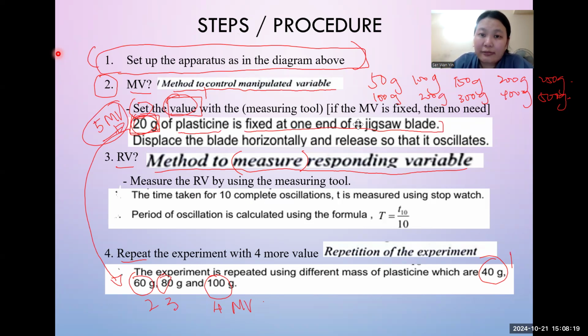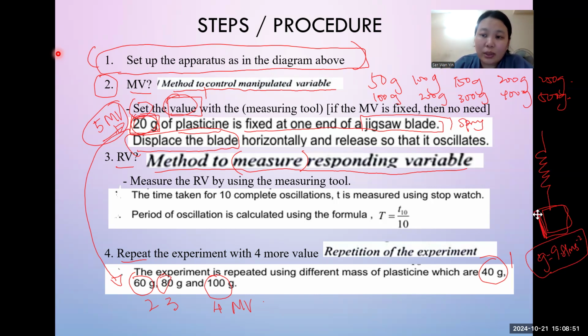Okay, now the plasticine is fixed at one end of the jigsaw blade. If it is a spring, then you say fixed at the end of the spring. Displace the blade actually means you pull the blade to one angle. Or for the spring, you pull it to some height and let it swing. The spring one is actually not accurate because it will be affected by g, 9.81 meter per second squared. So normally we don't use the spring one. Normally we use the horizontal one.